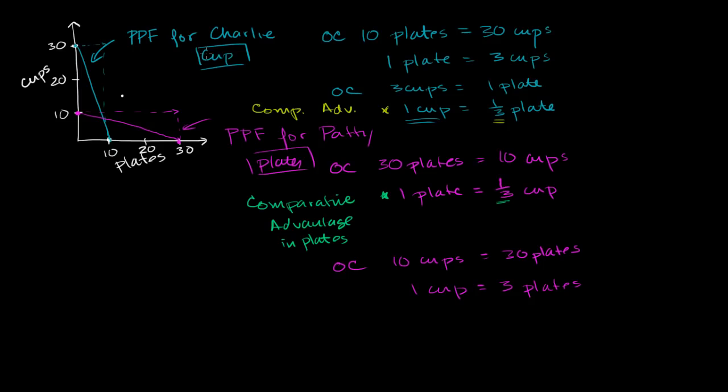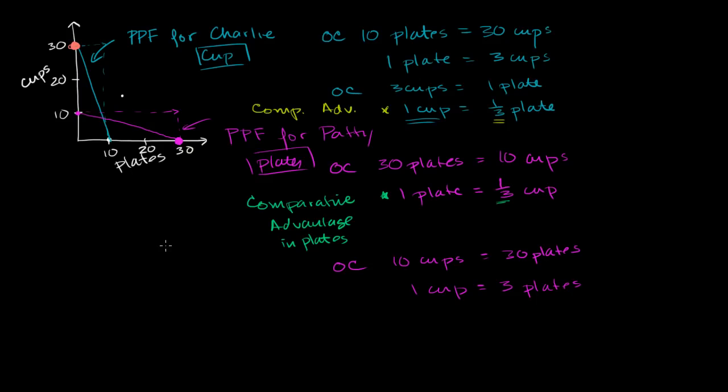So Charlie specializing in cups means he's going to focus only on cups. So he's going to produce 30 cups every day. And Patty specializing in plates means that she's going to produce 30 plates every day.